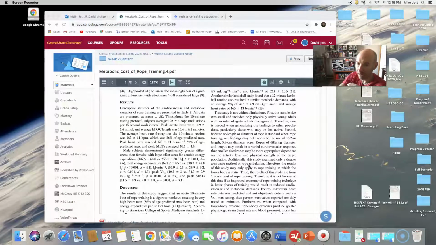So again, the point is a good study should list its limitations. Limitations are okay because every study is going to have them. They just need to say them, okay? So you might mention those in the summary.